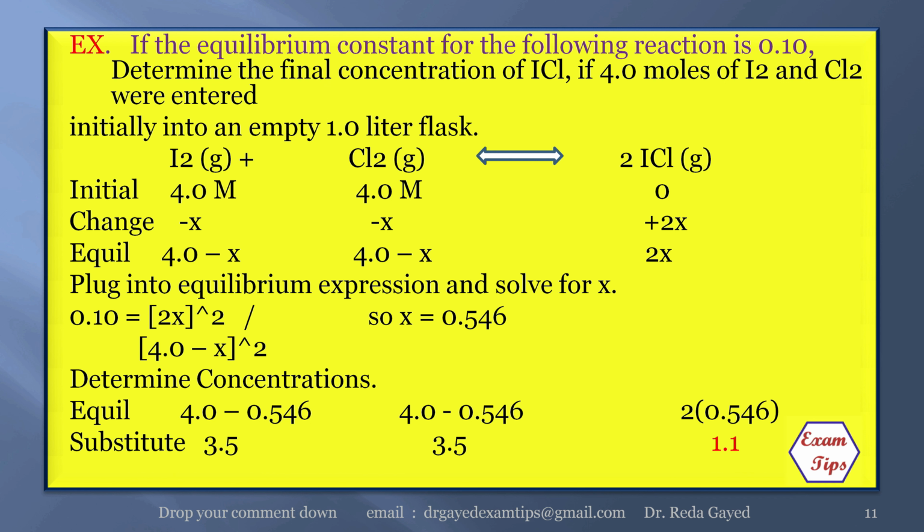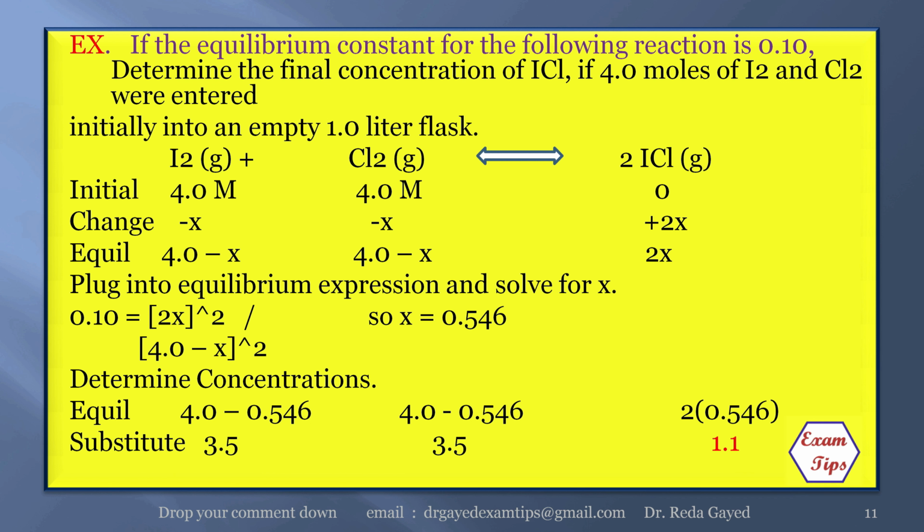Another example. If the equilibrium constant for the following reaction is 0.1, determine the final concentration of iodine chloride if 4 moles of iodine and chlorine were entered. Yes, it is mentioned here that it is an empty 1 liter flask initially, so this mole concentration is per liter.